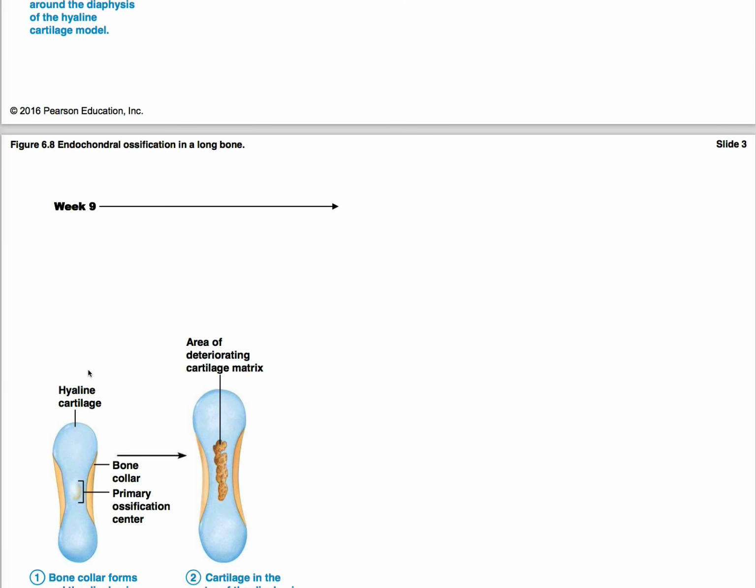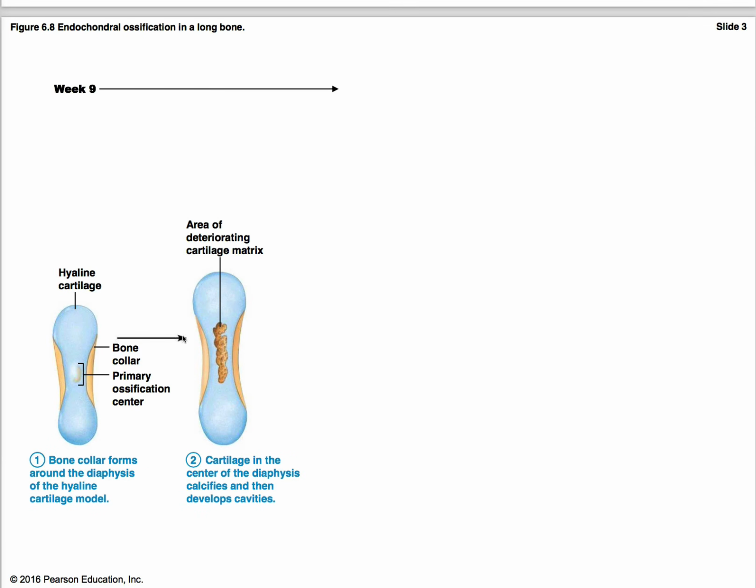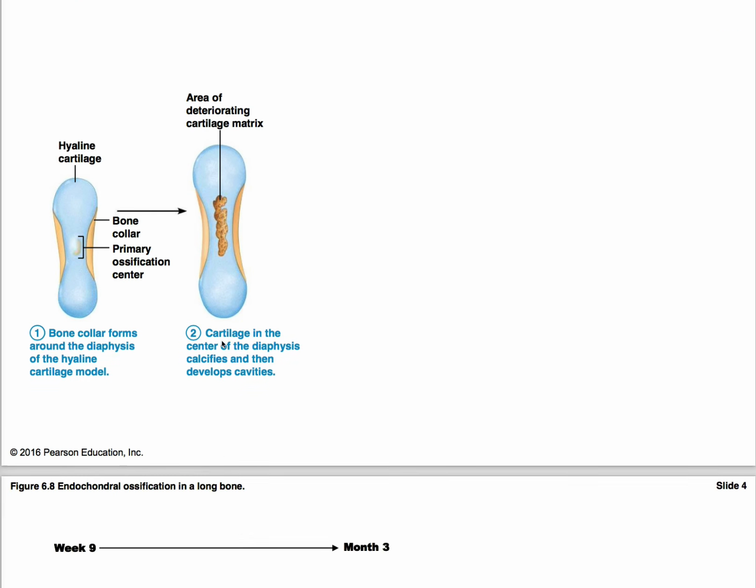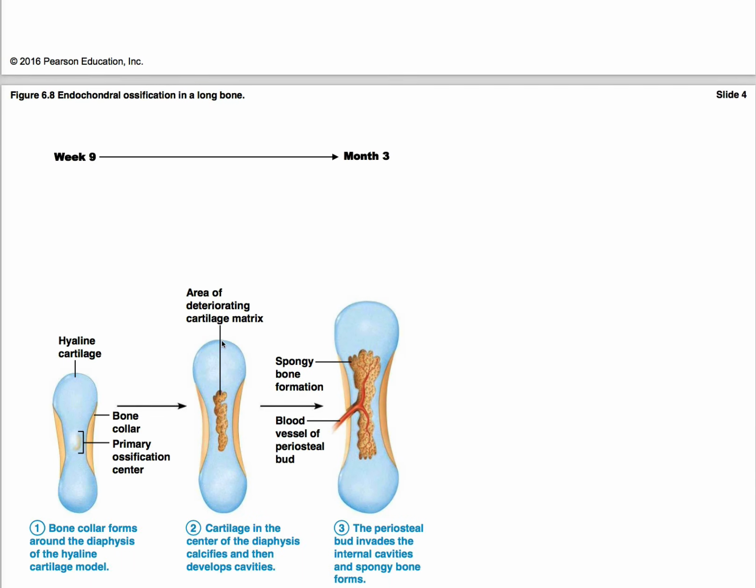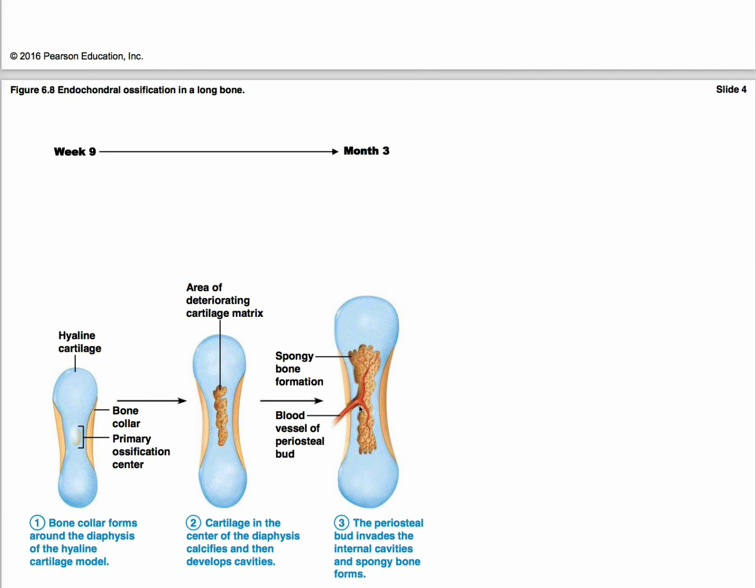Now, moving forward past week 9, what we have is this. The cartilage in the center of the diaphysis is starting to calcify. Once it starts to calcify, it starts to make this cavity. Now, this 3rd step is this. When you start getting these cavities, now you have room for the periosteal buds to come and invade.